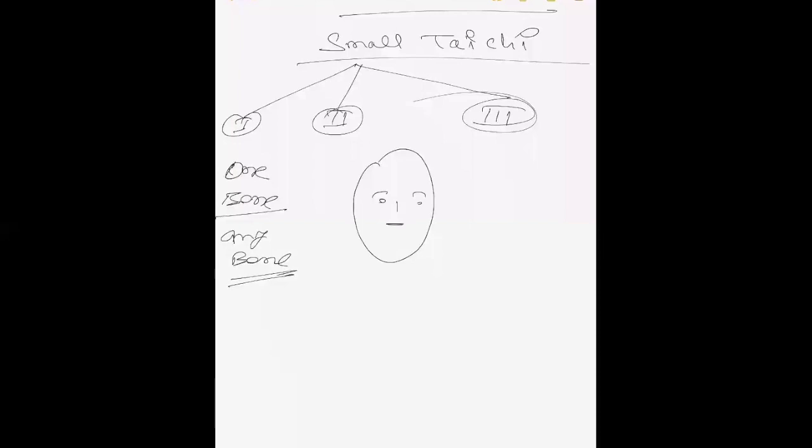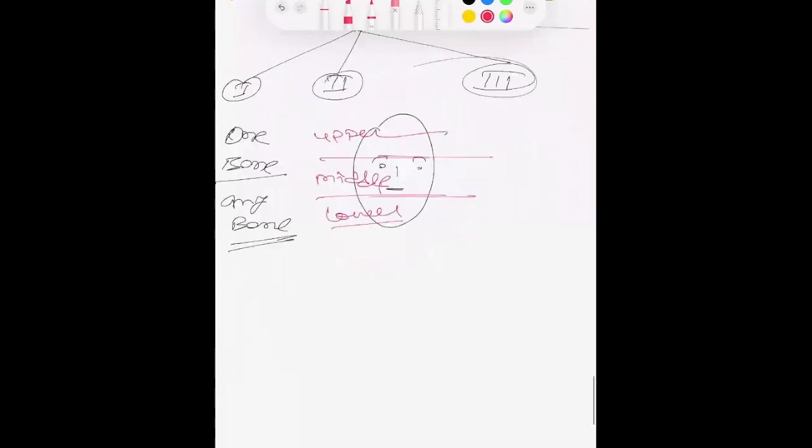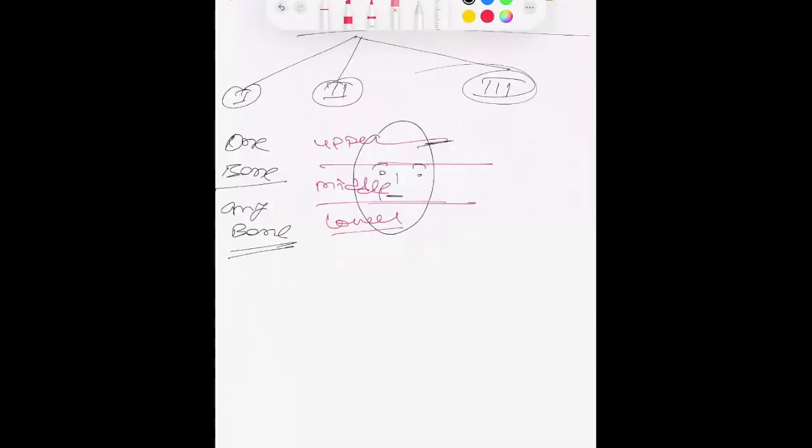Face has been divided in three parts. Upper, middle, and lower. So we have divided the body part. Means if we want to treat the problem of head and chest, we can treat in the upper part. If we want to treat the problem of the abdomen area, we can treat here. If we want to treat any problem of the reproductive area, we can treat here.